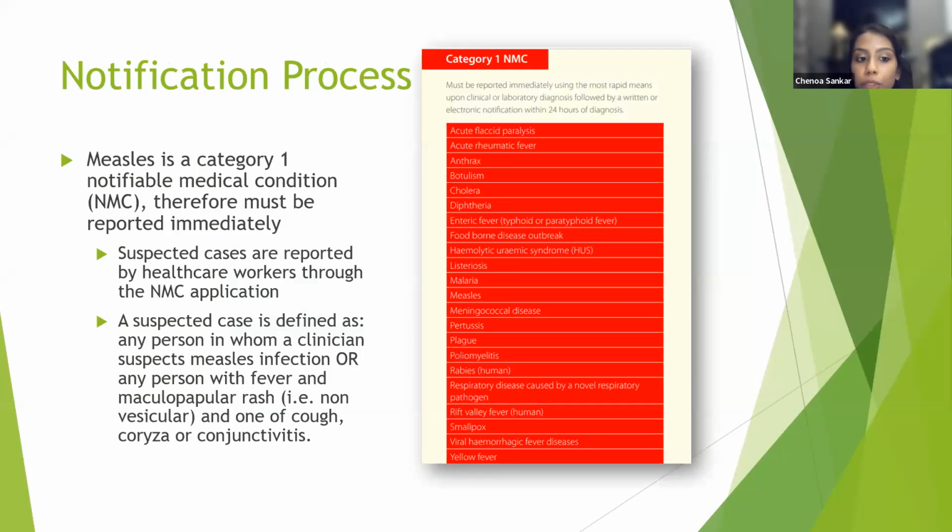So in terms of the notification process, measles is a category 1 notifiable medical condition. So it has to be reported immediately. A suspected case is reported by a healthcare worker through the NMC application. And a suspected case is defined as any person in whom a clinician suspects measles infection or any person with fever and maculopapular rash, and one of the 3 C's, so cough, coryza, or conjunctivitis.